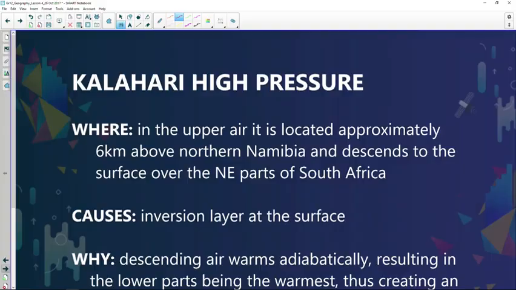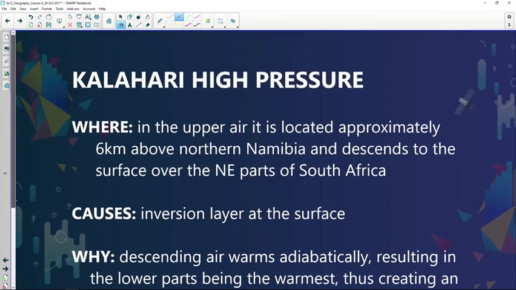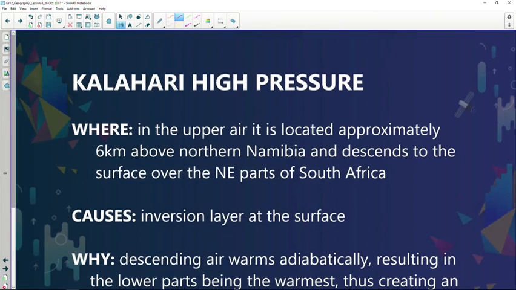Then we have the last but not least, the Kalahari high pressure system that's over the interior of South Africa. When we talk about the Kalahari high pressure system, its biggest influence on South Africa's climate is during the winter. The subsidence of the Kalahari high pressure, the sinking of the Kalahari high pressure, is not as strong during the summer months as in the winter months. The Kalahari high pressure increases in strength, with stronger subsidence during winter because of colder temperatures.